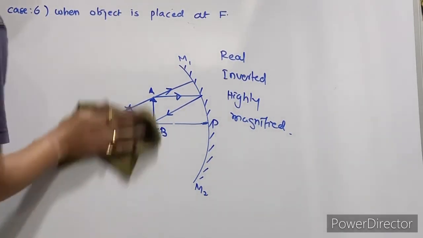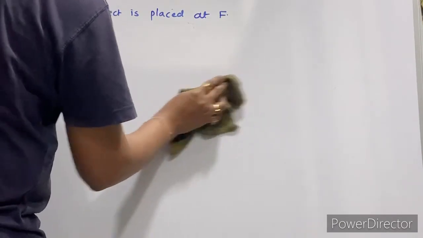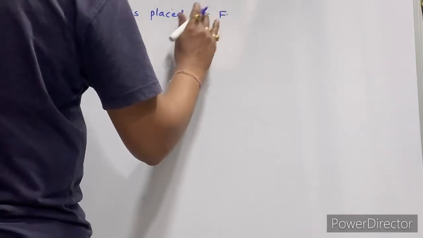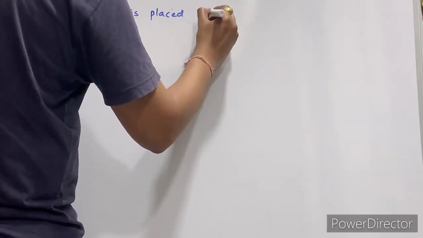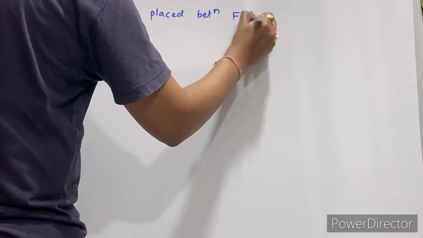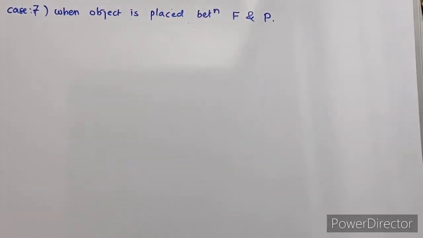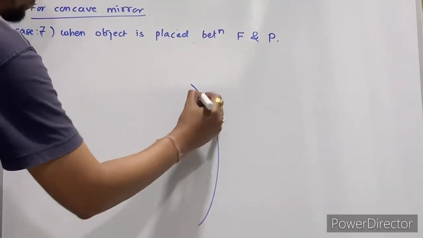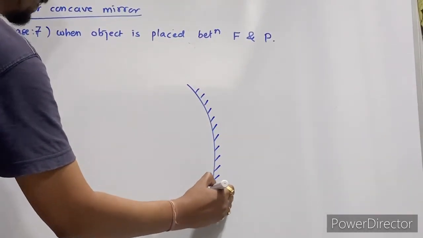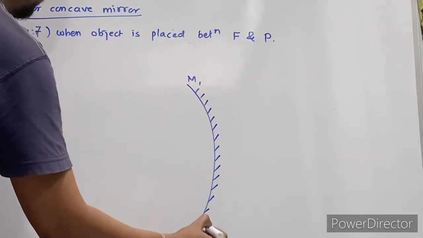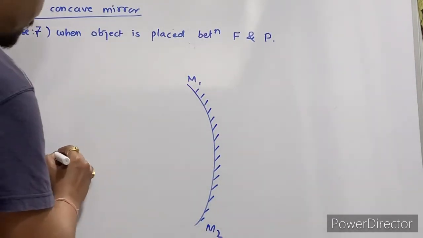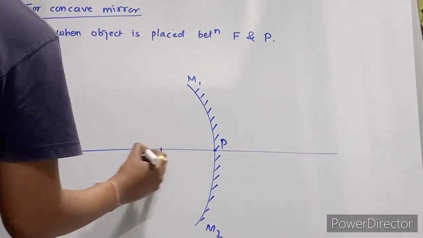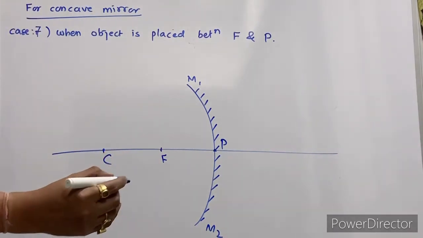Now we'll go with the last diagram of concave mirror. That is case 7. When the object is placed between F and O, focus and O. Now this is your concave mirror. This is a frequently asked question. M1, M2. This is the principal axis, this is pole, this is your focus, this is your center of curvature.